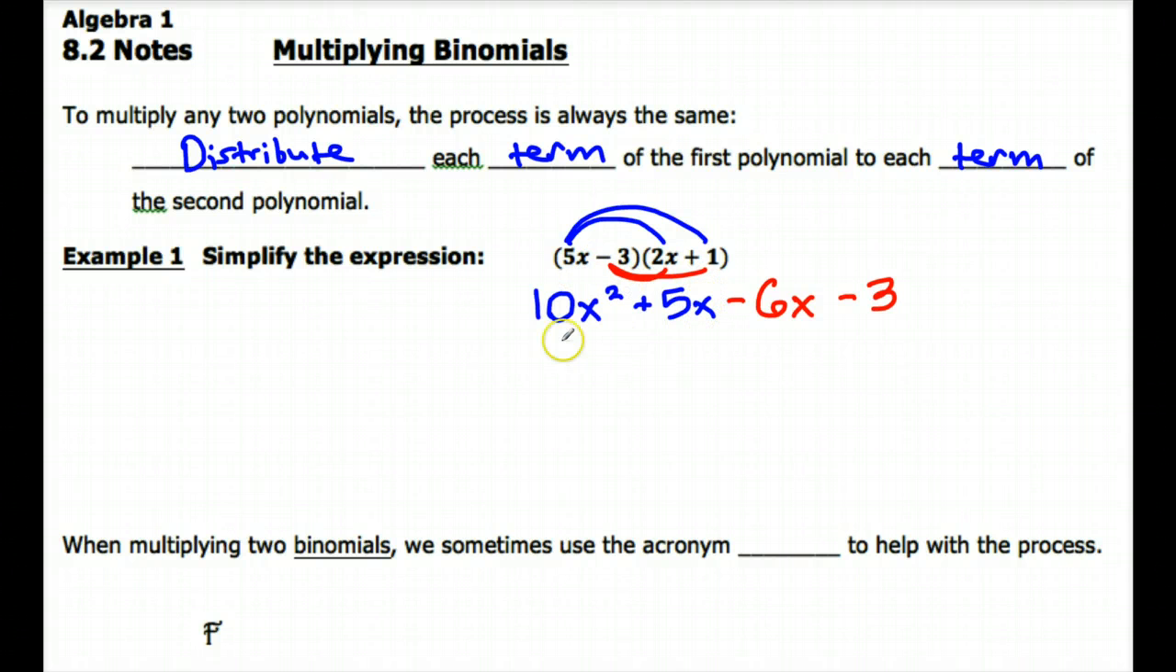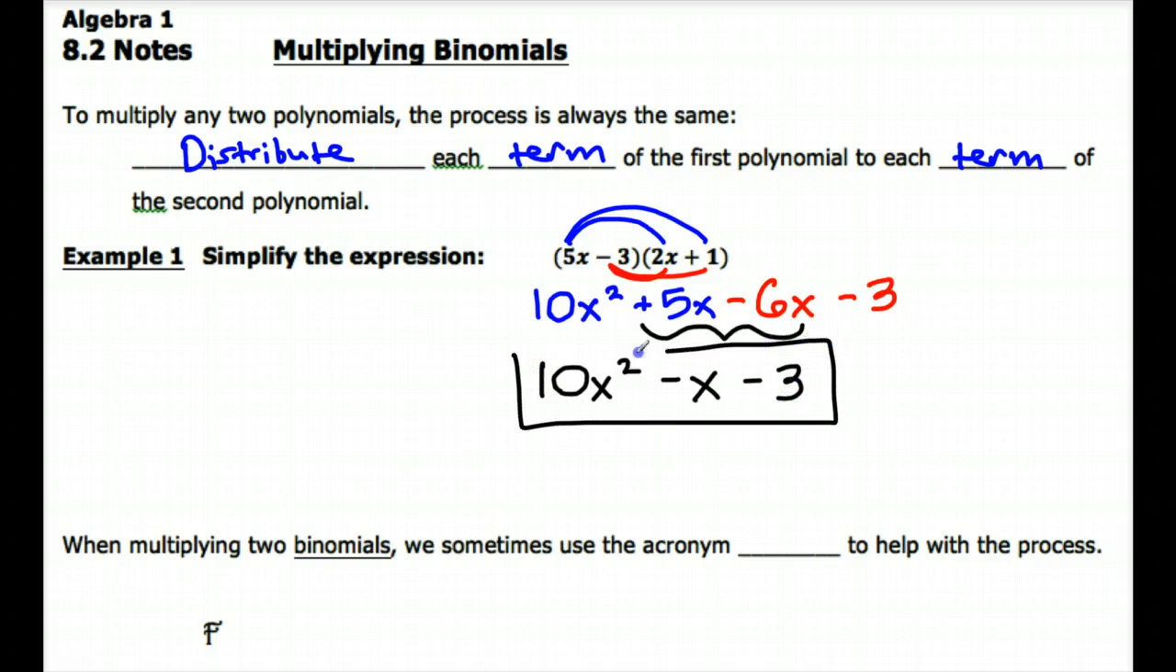And now I'm going to simplify what I have here by combining like terms. So my 10x squared has no like terms to go along with it. I can just bring it down. My 5x and my negative 6x can combine to a negative 1x, or just negative x. My negative 3 has nothing to combine with it, so it also gets brought down. So your simplified polynomial, again we're putting these in standard form, is 10x squared minus x minus 3.